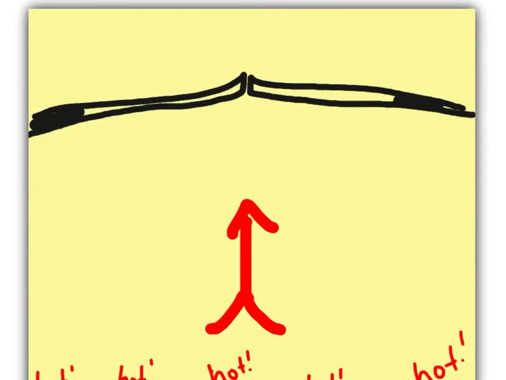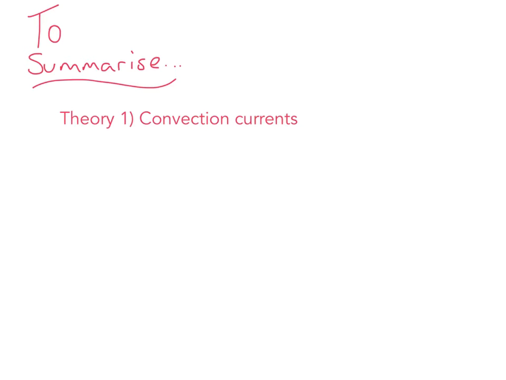And voila. The idea behind the convection currents is that heat rises. Again, from when we did density, it's because hot things are less dense. To summarize, the first theory is convection currents.